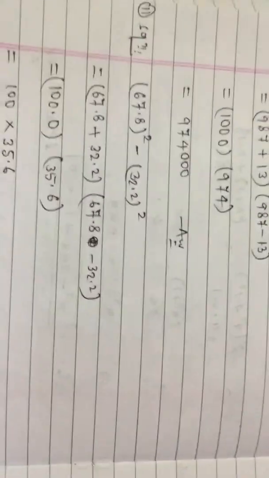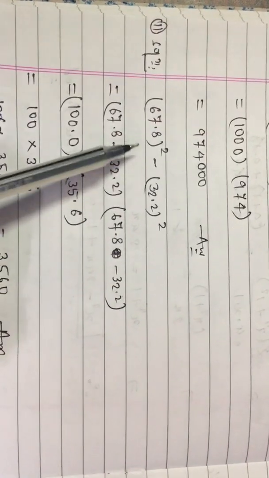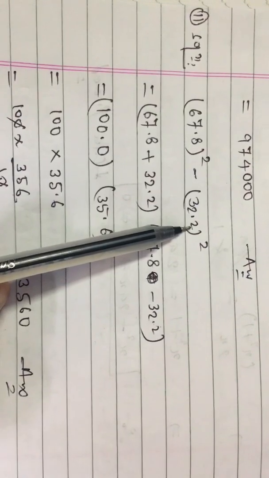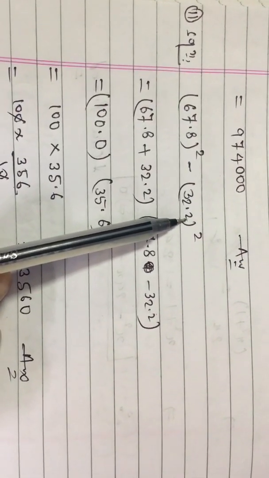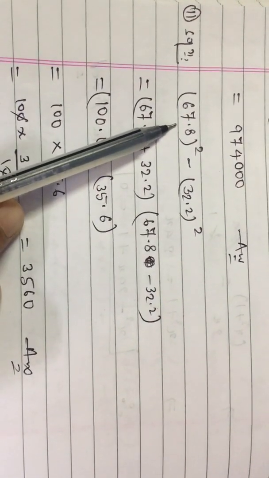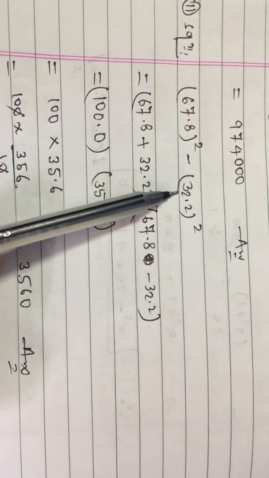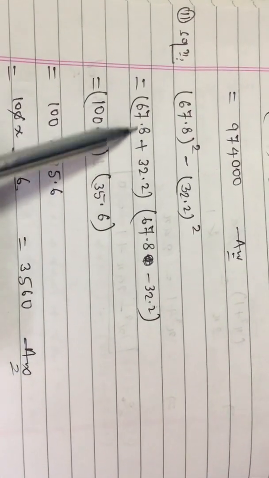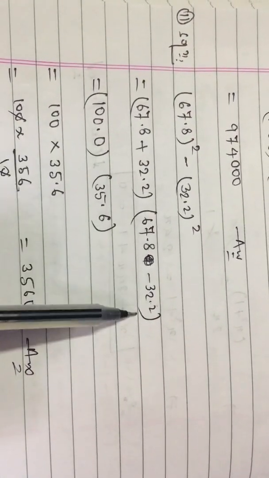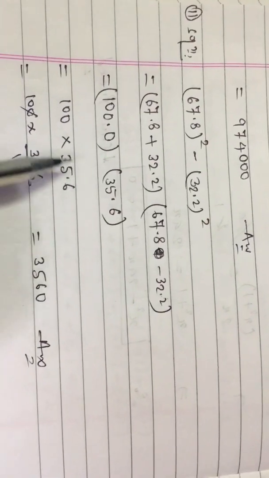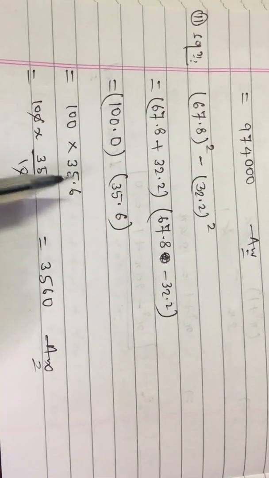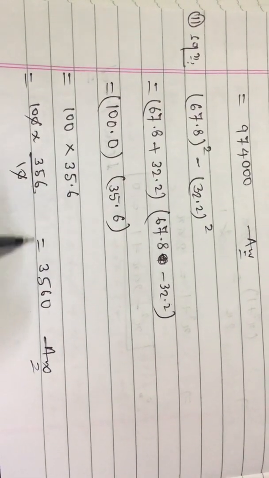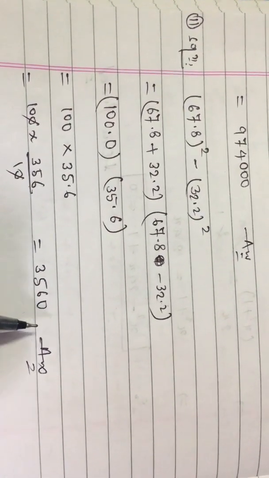Now see one more problem. 67.8 whole square minus 32.2 whole square. Applying the formula, the difference of two squares, a is 67.8 and b is 32.2. Applying the formula, a plus b and a minus b. On adding, this is 100, on subtracting, this is 35.6. After that remove the decimal, take 10, the 00 cancels, 356 multiplied by 10, 3560. This is the answer.